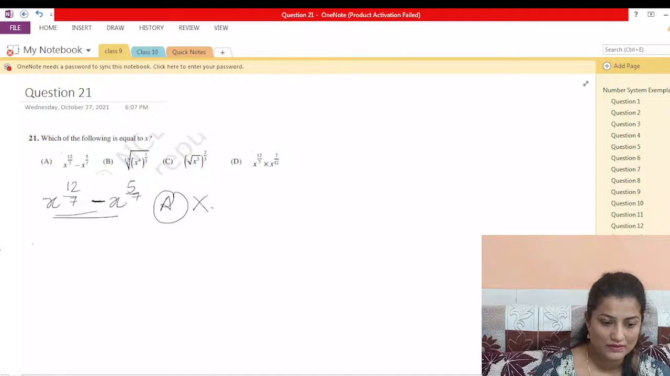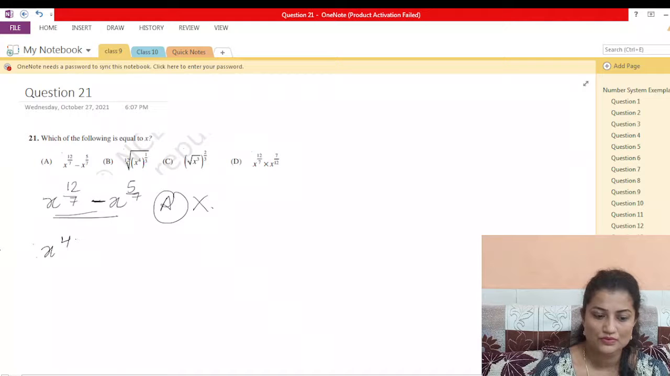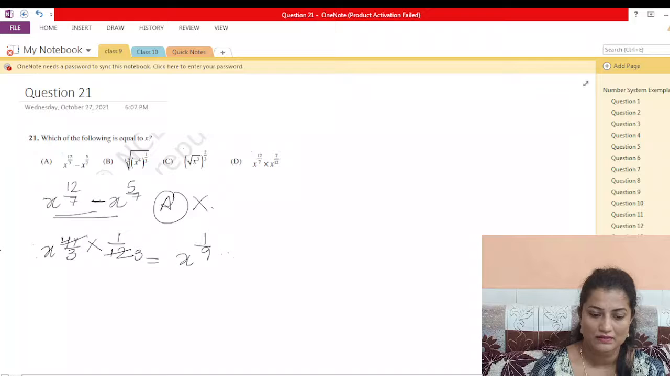The next option is the 12th root of x raised to 4, whole raised to 1 by 3. So while solving this, the 12th root, that is x raised to 4 into 1 by 3, is 4 by 3, and the 12th root will be 1 upon 12. So when we cancel this, we will be getting the answer as x raised to 1 by 9. So this option is also wrong because we want the answer as x.